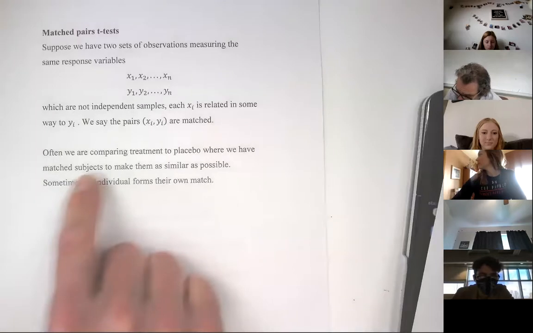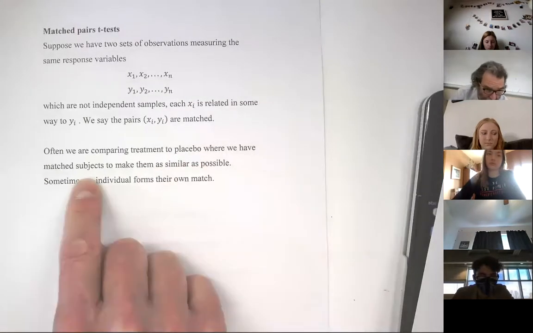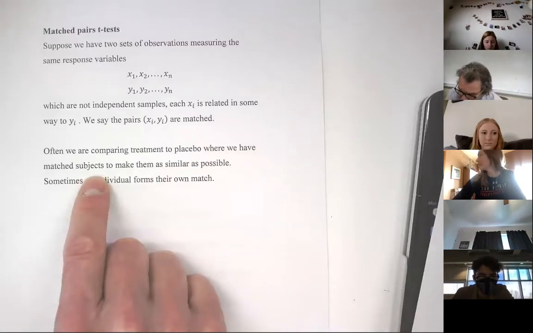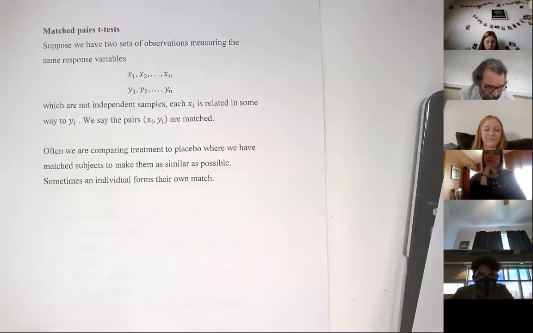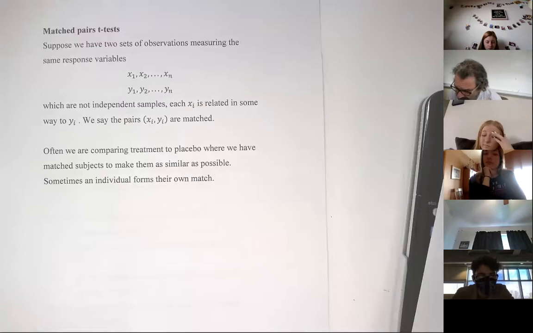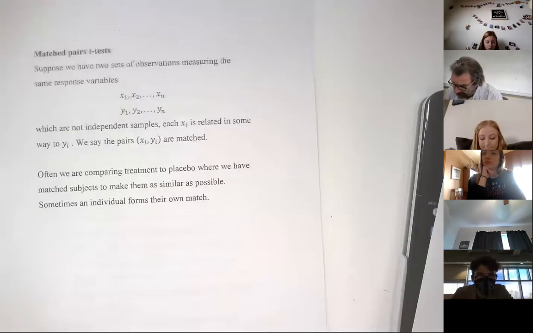Often we are comparing treatments to placebo, where we have matched subjects to make them as similar as possible. So whichever way you can think to make them similar. The best way to make them similar is having them be the same person. But if you're comparing weight loss strategies, you can't have the person do both weight loss strategies very effectively. And so you basically have to try to match up your subjects according to how easy you think it is for them to lose weight, and then put them in the two treatment groups. Okay, so that's just that.